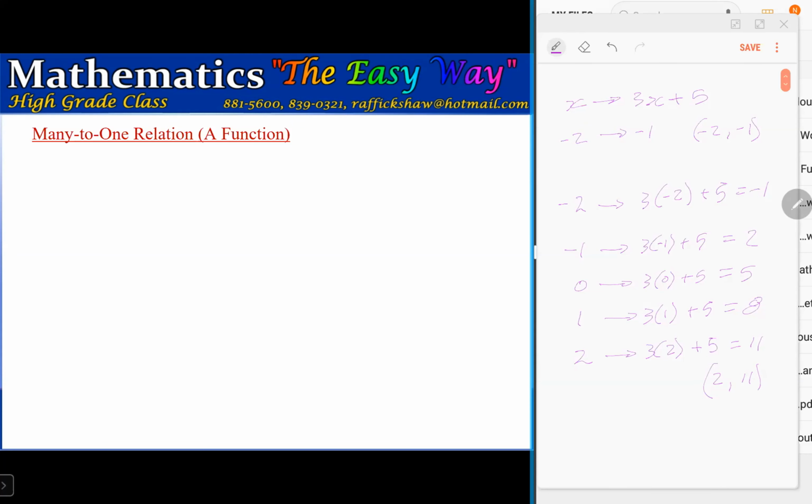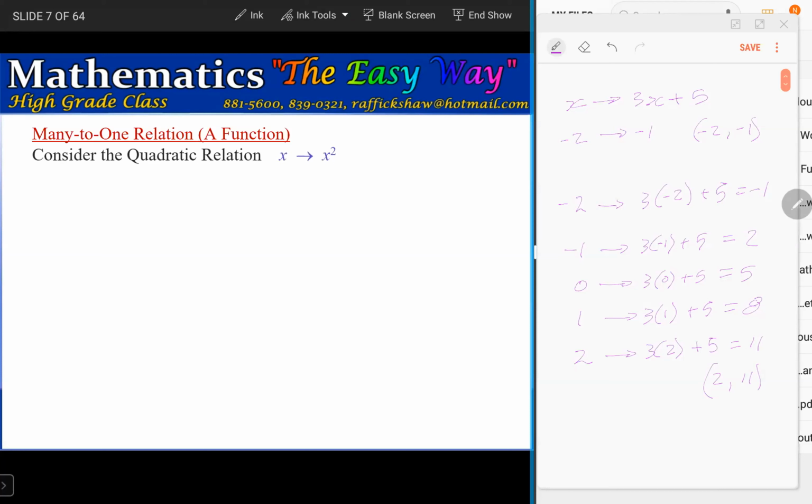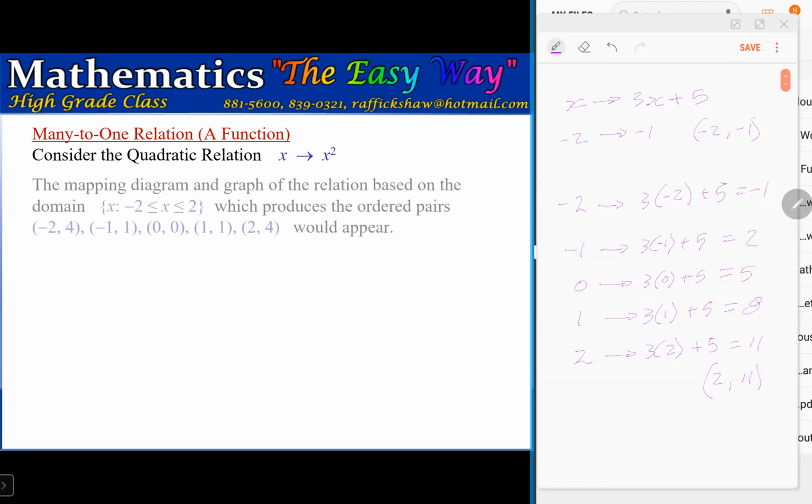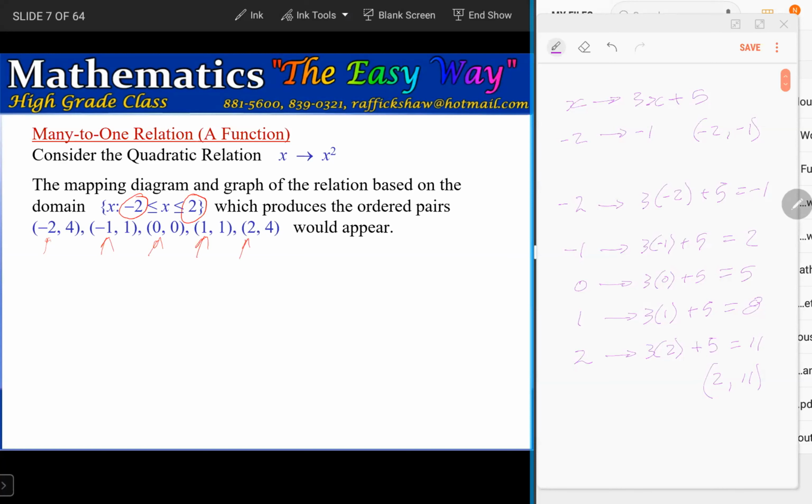All right. So let's look at this example where x is mapped onto x squared. So x values are mapped onto x squared values. That's looking at a quadratic relation. We're going to use a set of ordered pairs, starting from an x value of -2 and going to an x value of 2, using whole number values. So those x values will be -2, -1, 0, 1, and 2. Those would be your domain values in this example.